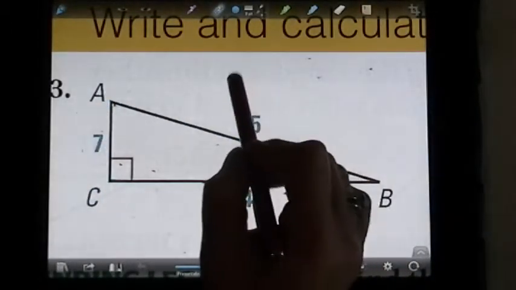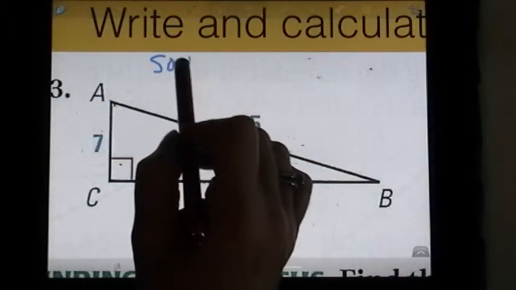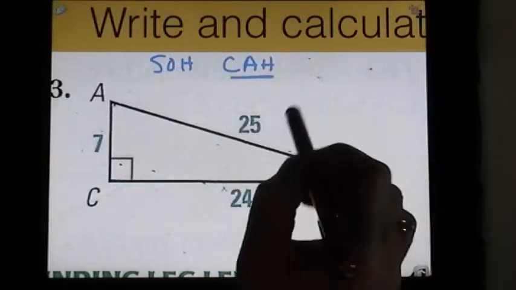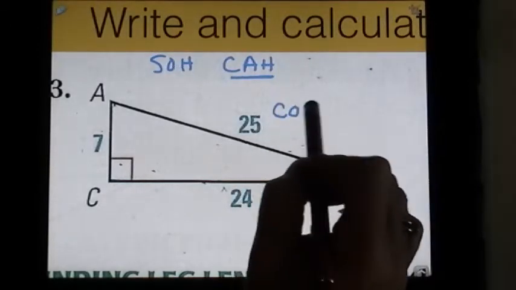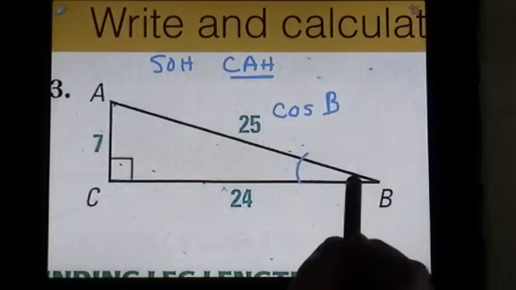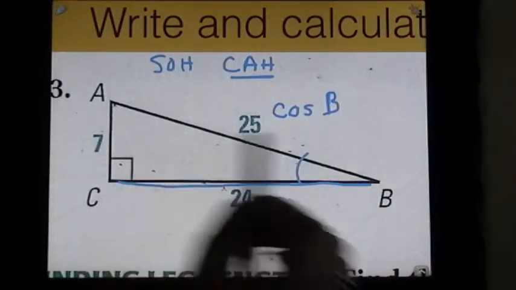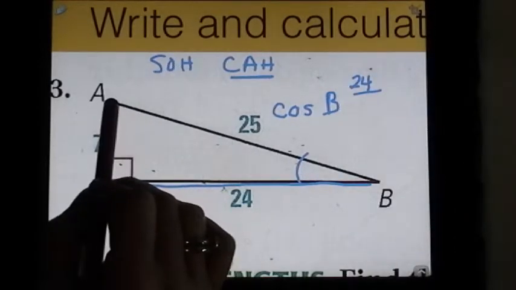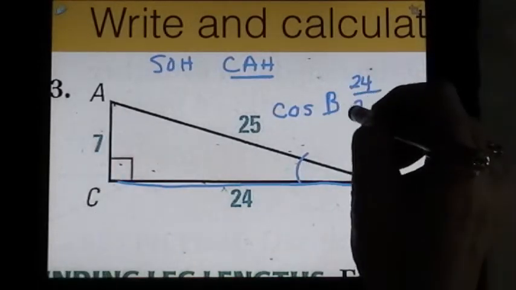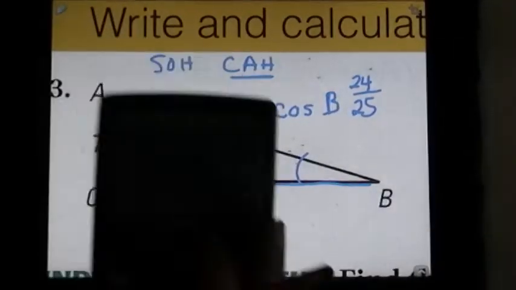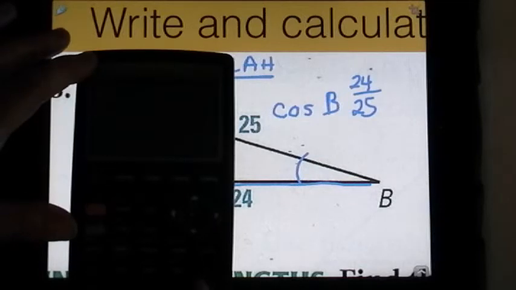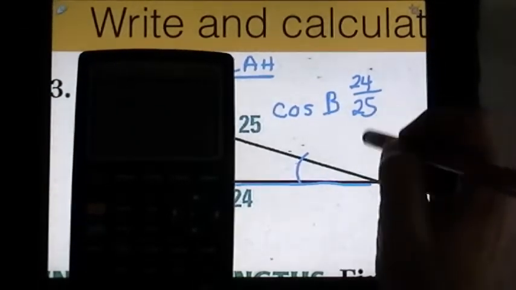Okay, cosine in SOHCAHTOA is adjacent side over hypotenuse. So we would write cosine B, and here's B, and we use the side that's touching B, which is 24, over the side, the hypotenuse, which is 25, and then again with your calculator, calculate 24 divided by 25. And that would be your ratio, 0.96.